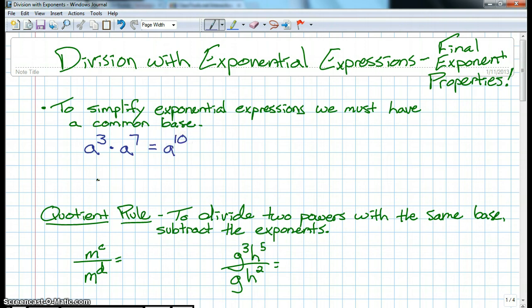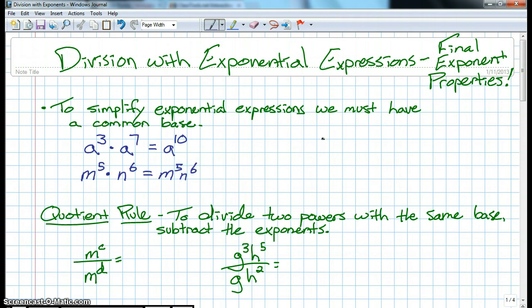We have 10 total factors. But if we had something like m to the fifth multiplied by n to the sixth, because these are different bases, m and n being different values, we cannot combine these into one common term with only one exponent. We can rewrite it as m to the fifth times n to the sixth this way, but that's about it.